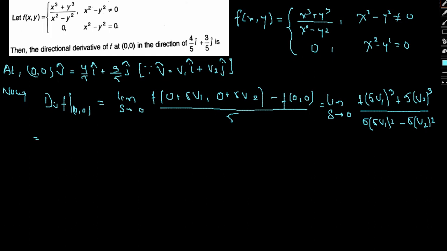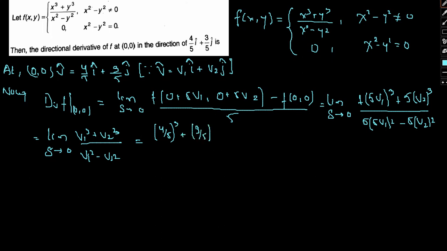which is further given by the limit as s tends to 0 of v1 cube plus v2 cube by v1 square minus v2 square. To break that down further, 4 by 5 whole cube plus 3 by 5 whole cube by 4 by 5 whole square minus 3 by 5 whole square. Simplification of the same would give us 91 by 125 by 7 by 25.